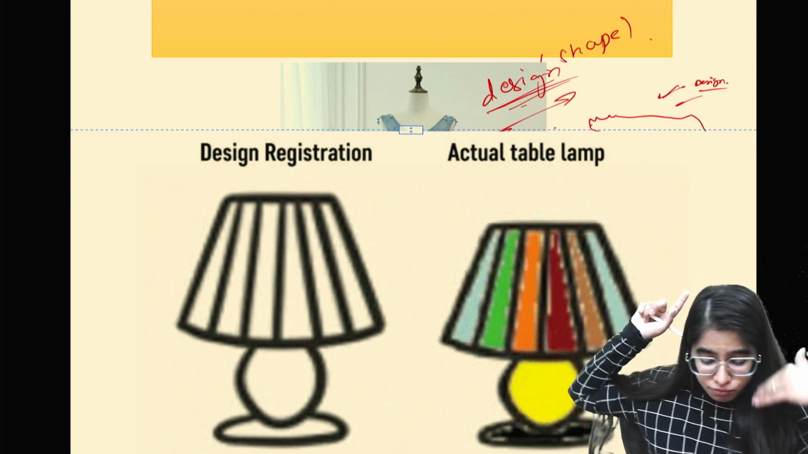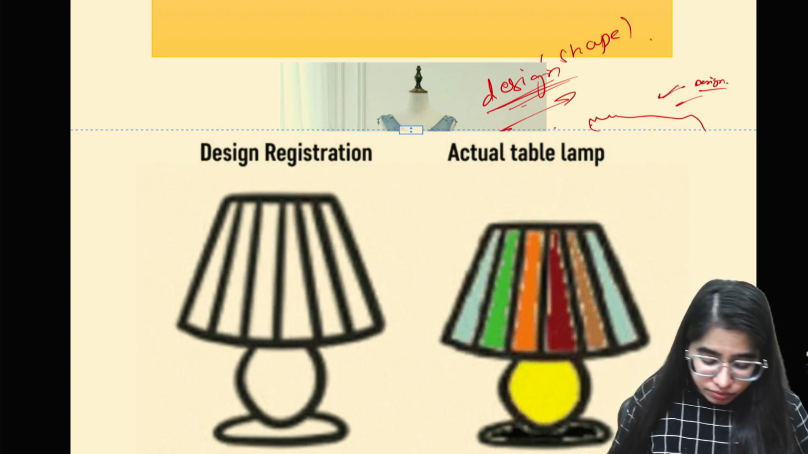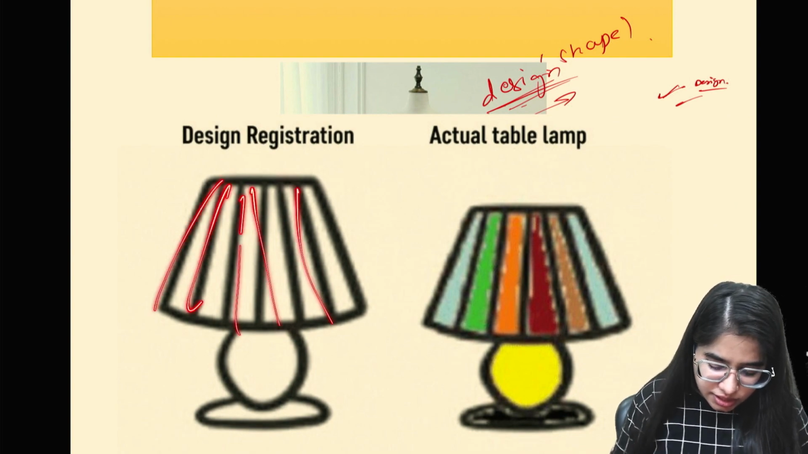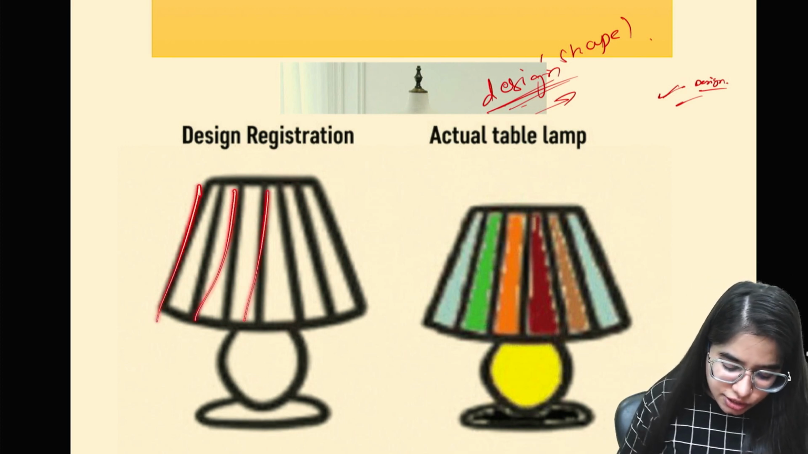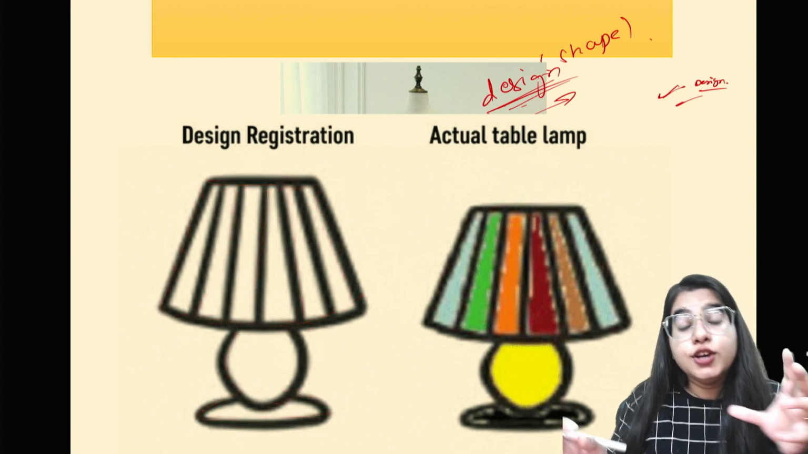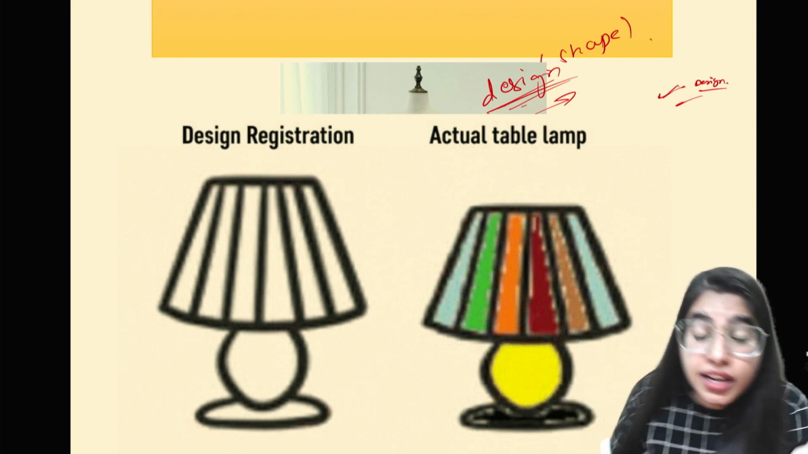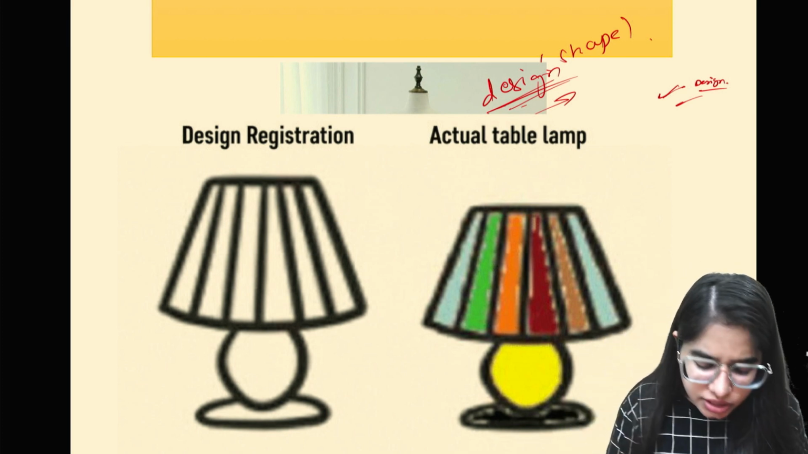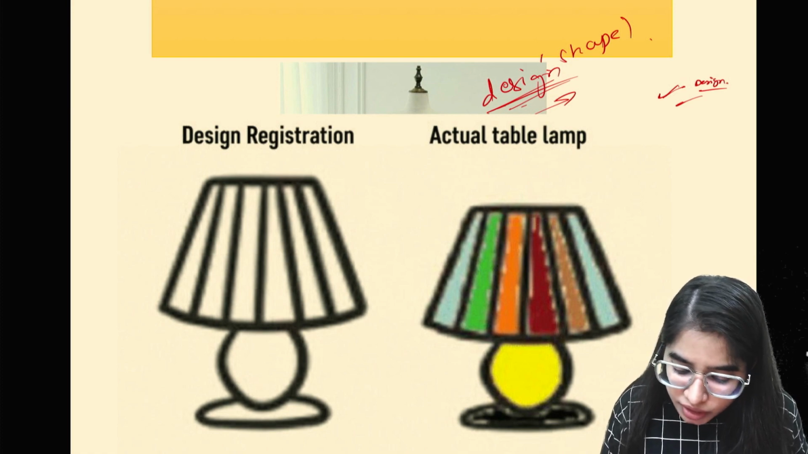But if you made some unique table lamp, with a unique design, which is like this, with different lines and patterns, this kind of lines, and then this circle, and then this. This unique design of the lamp that you made, you can register under the design law. I hope you are crystal clear about what is design and what protection we can get under the design law.